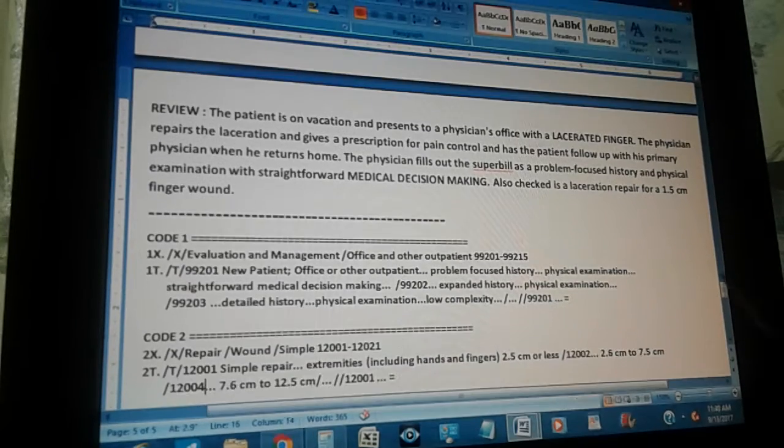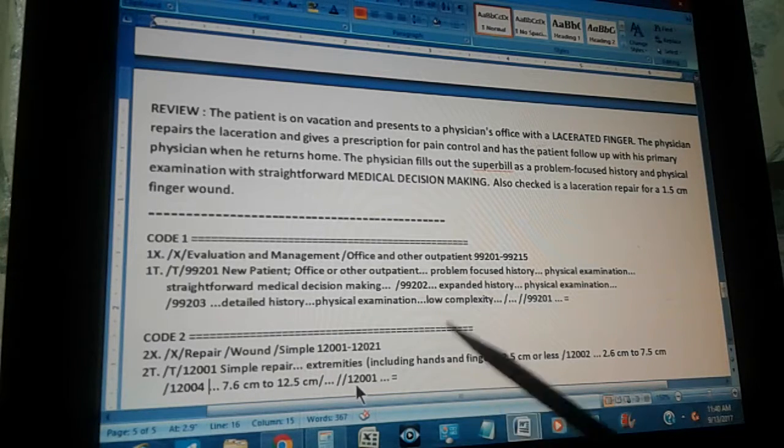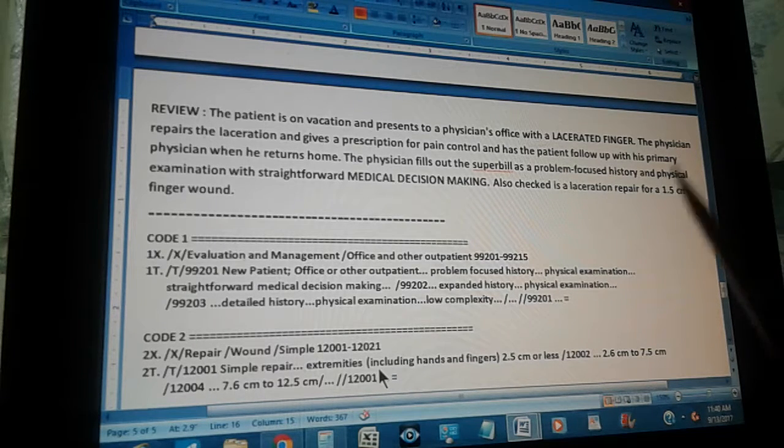So then we're reviewing the codes, right? The next code is 12002, and the only difference here is the size. This is from 2.6 to 7.5 centimeters, which is bigger than we have. We have 1.5, right? The next one is the same thing, a bigger size only, right? So we go back to the first one because that's the one where we have everything. We have a simple repair, the extremities, including hands and fingers, right? It's a finger here, right? So that's what was repaired, a laceration. So 2.5 centimeters or less, that's why we have the code 12001, okay?